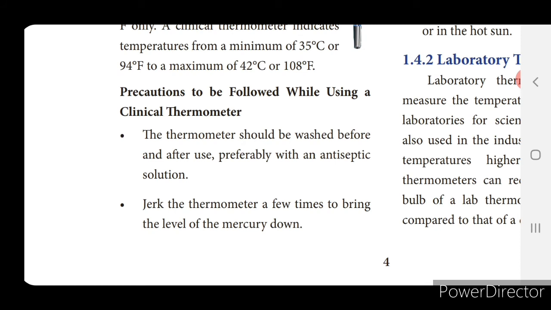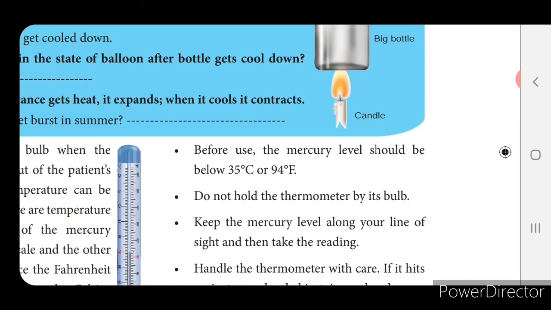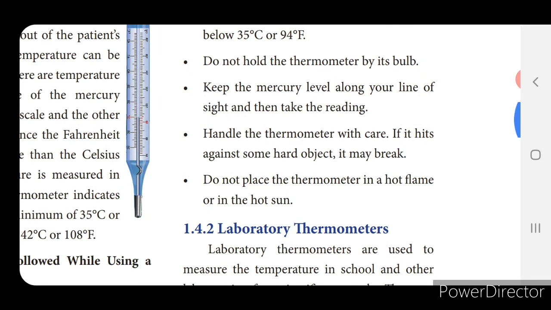Jerk the thermometer a few times to bring the level of the mercury down. Before use, the mercury level should be below 35 degrees centigrade or 94 degrees Fahrenheit, and do not hold the thermometer by its bulb. You should not hold it at the tip, only at the center. Keep the mercury level along your line of sight and then take the reading. Handle the thermometer with care. If it hits against some hard object, it may break. Do not place the thermometer in a hot flame or in the hot sun.